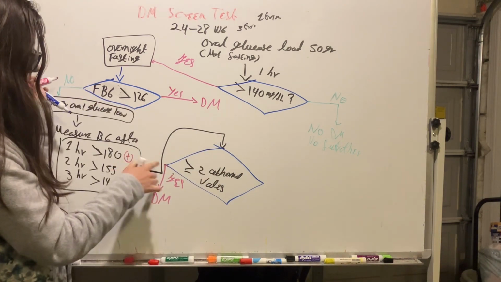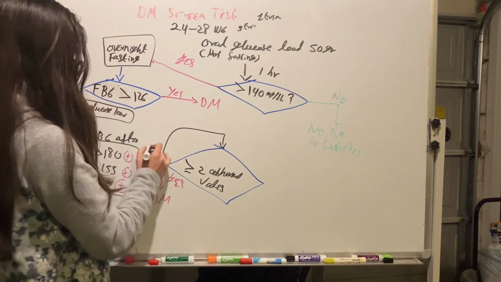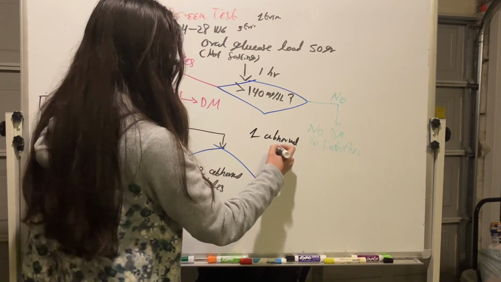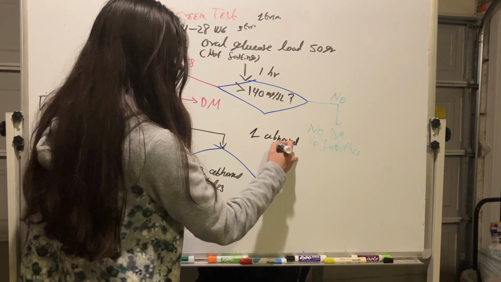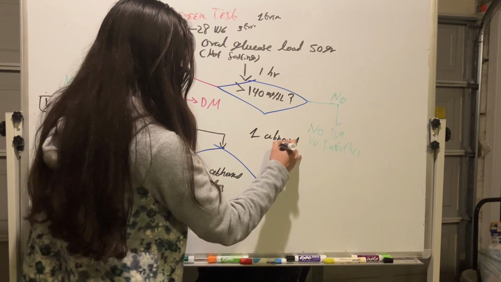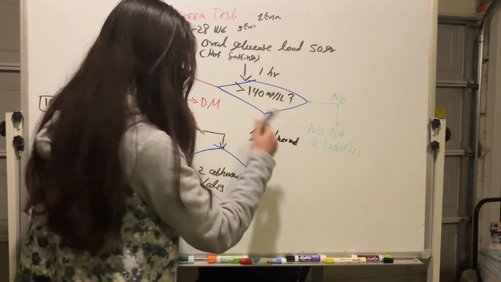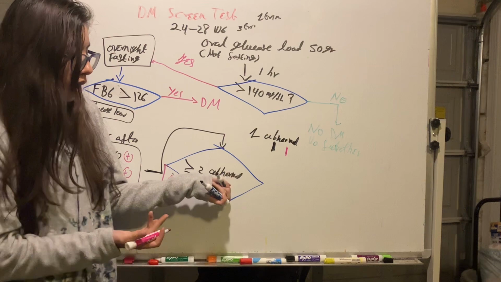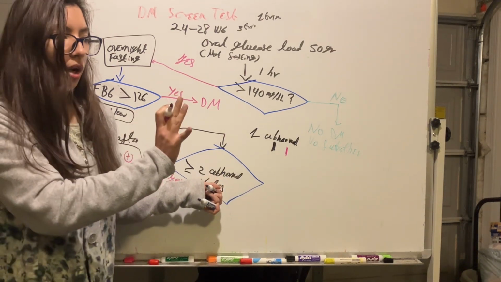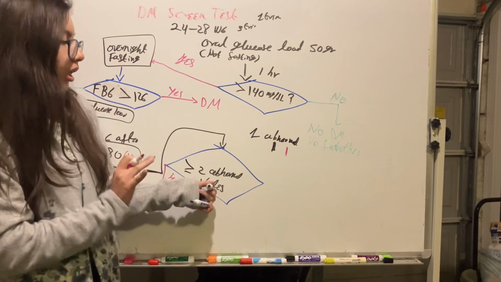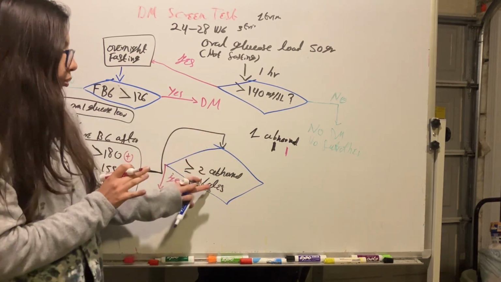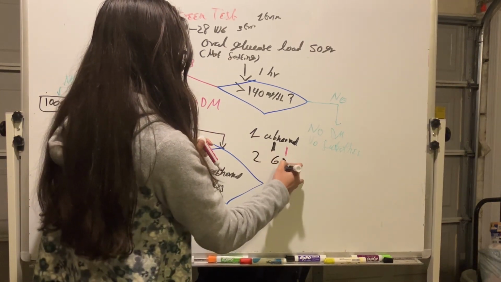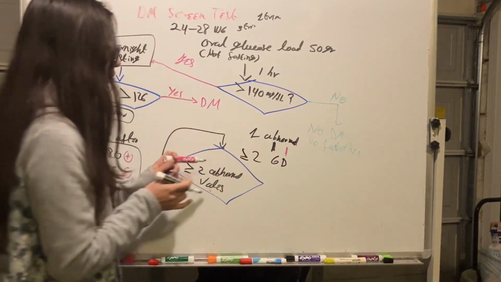If we have one of these abnormal, so if only one is abnormal, then the patient does not have diabetes mellitus, but she has high blood glucose. So we are going to treat that. We are going to see that in the next video. But 2 or more abnormal tests is what is diagnostic for gestational diabetes.